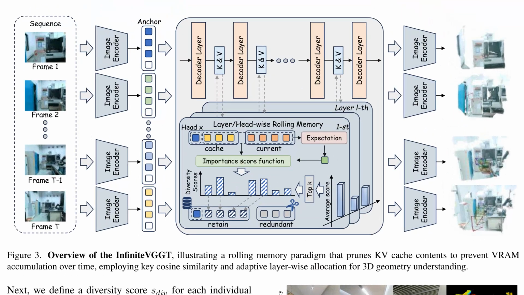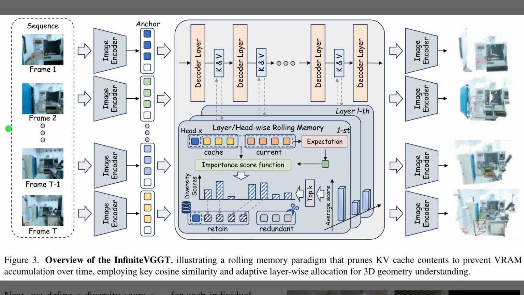So Figure 3 presents the complete InfiniteVGGT architecture that implements this solution. The diagram flows from left to right, taking the streaming video frames and passing them through the image encoders. The critical component is detailed in the bottom central panel, labeled Layerhead-wise Rolling Memory.